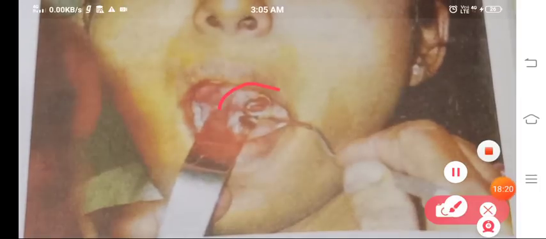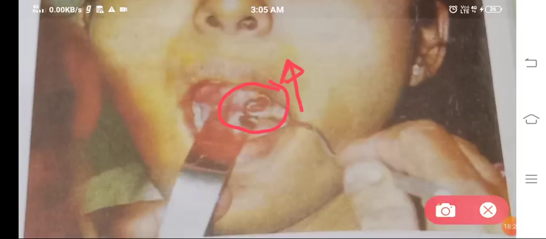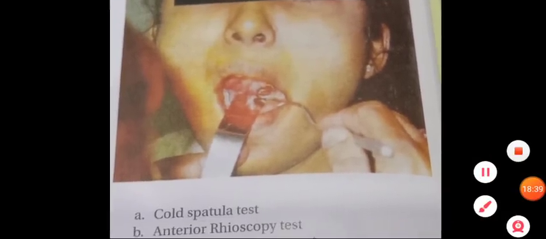This is an indirect laryngoscopy. No, this is the posterior rhinoscopy. You might mistake it for indirect laryngoscopy, but if you see the image carefully, the mirror is directed upward, that is towards the choana. So this is not an indirect laryngoscopy. Another thing is, in indirect laryngoscopy you hold the tongue rather than depressing it. So it is a typical picture of posterior rhinoscopy being done.